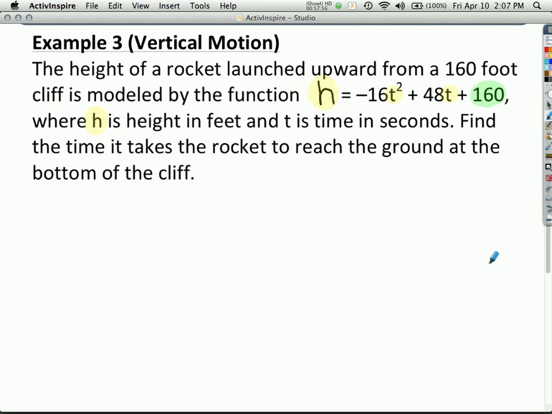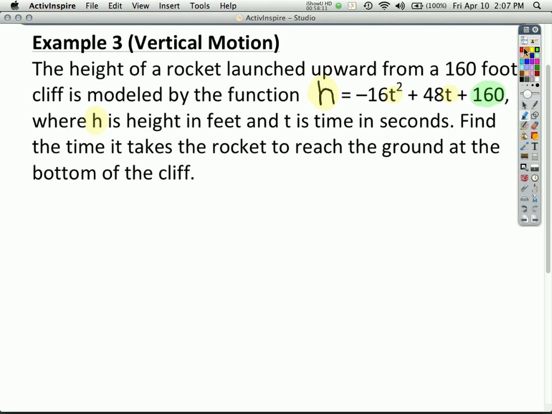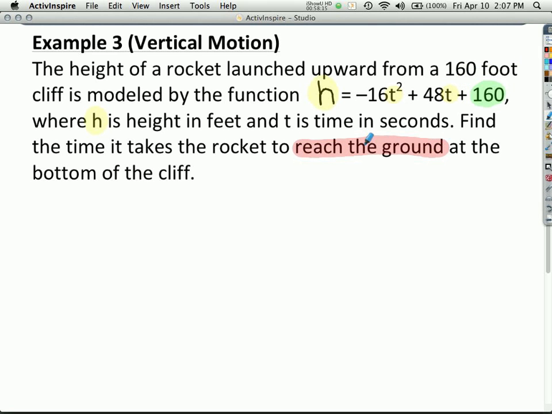Ending height. In the past, you've seen a basketball player. I've talked about throwing a ball and another person catching it. The ending height is different depending on the scenario. In this scenario, I am asking you, how long will it take for the rocket to reach the ground? How does that part of the question factor into what we're doing?